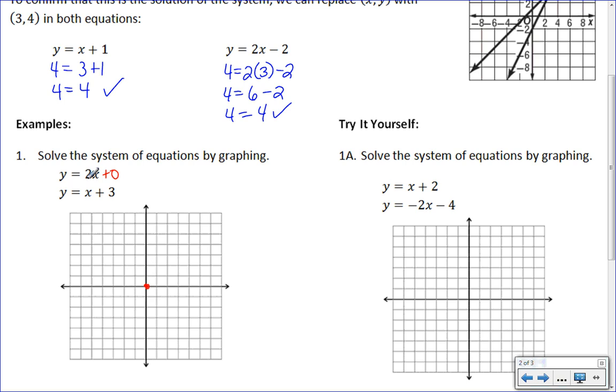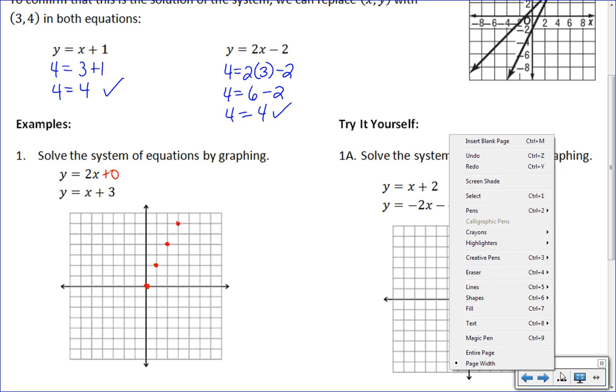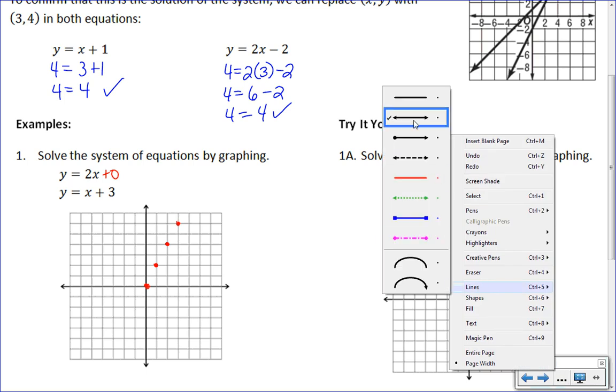And then the slope of 2, that's like 2 over 1. So rise 2, run 1, we'll go up 2, and to the right 1. And I'll do a couple of these points so that we get a nice, accurate line. Alright, and then we'll connect those to make a nice straight line.